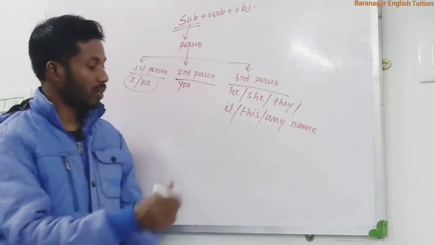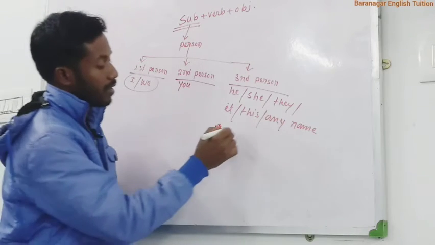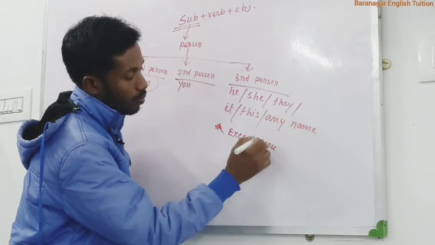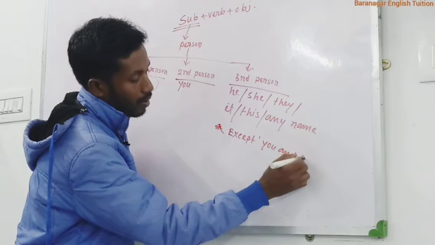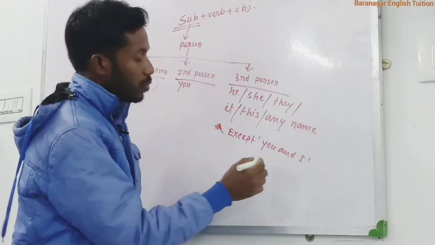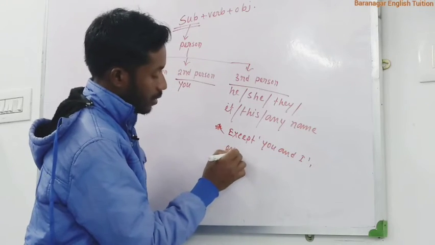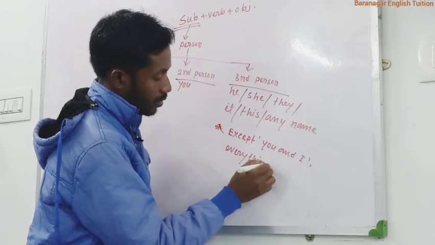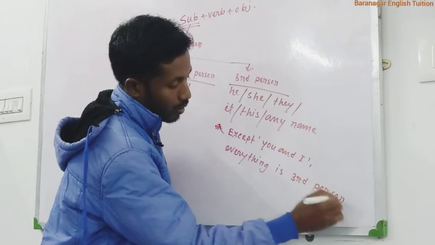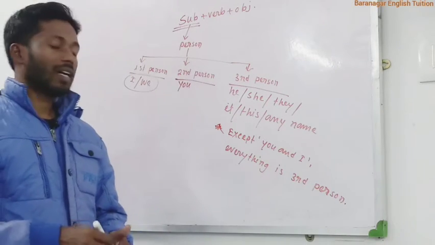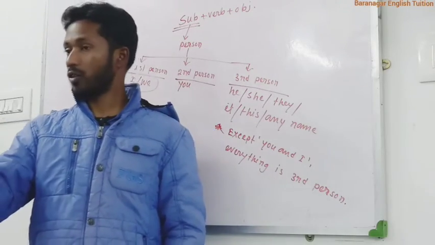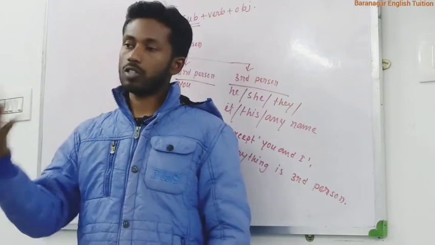As I said, simple, except you and I, I'm referring to singular number. For plural number it will be you and we. Except you and I, everything is third person. Okay, hope you understood it now. So except you and I, if I say your pen, is that you? No, it's not you. It belongs to you, but it's not you. So it's not you, it's not me. So it's a third person.